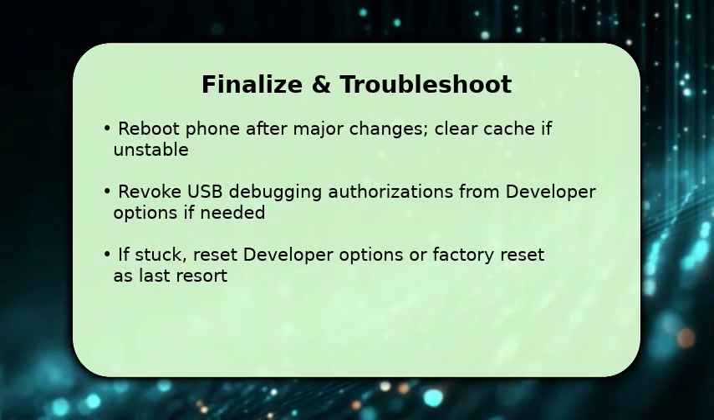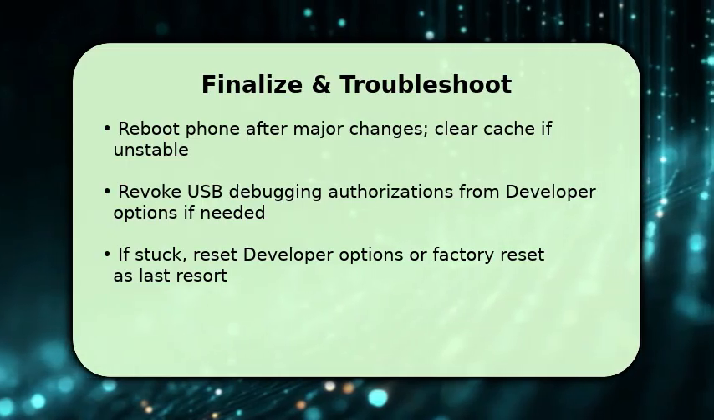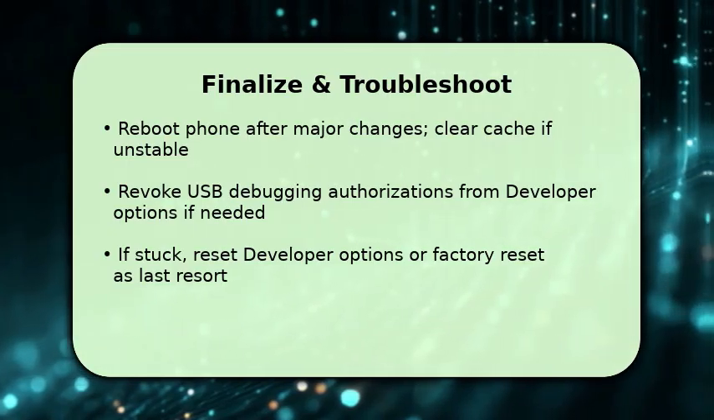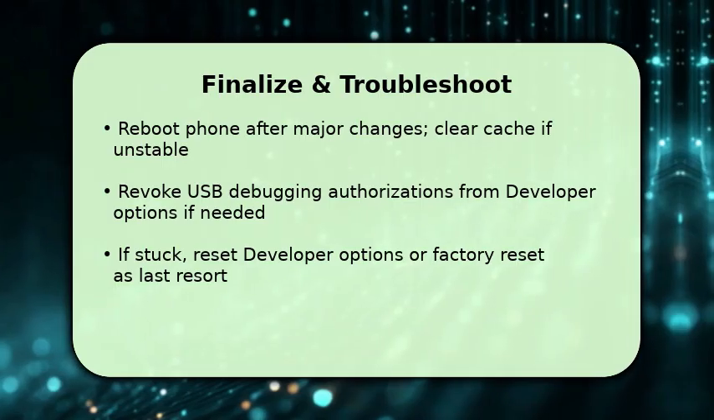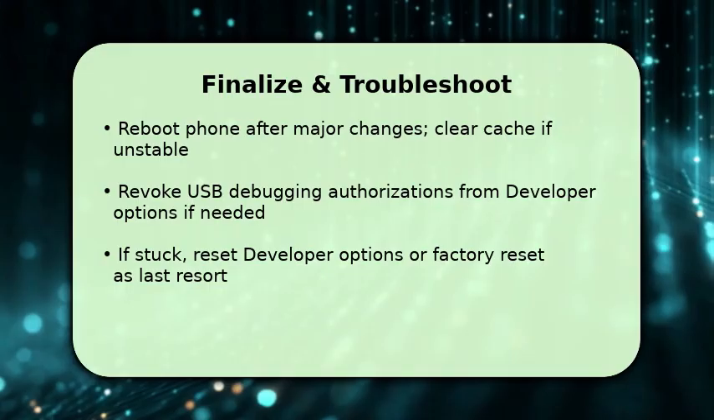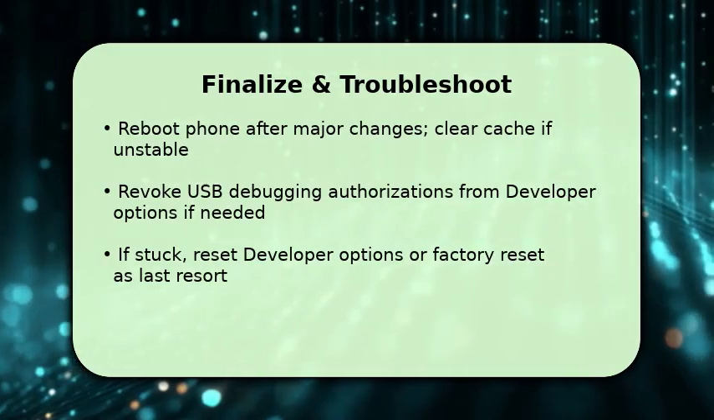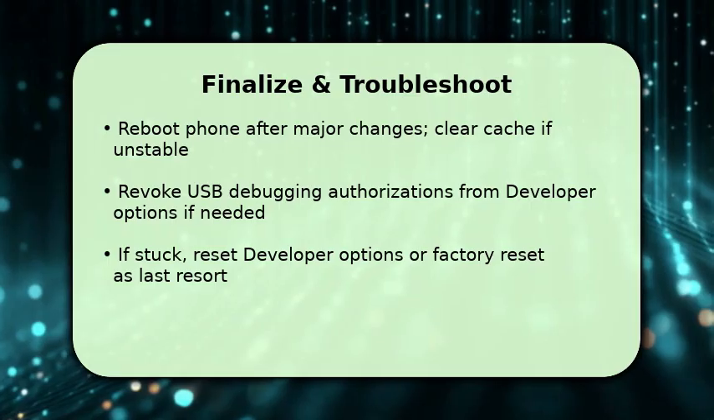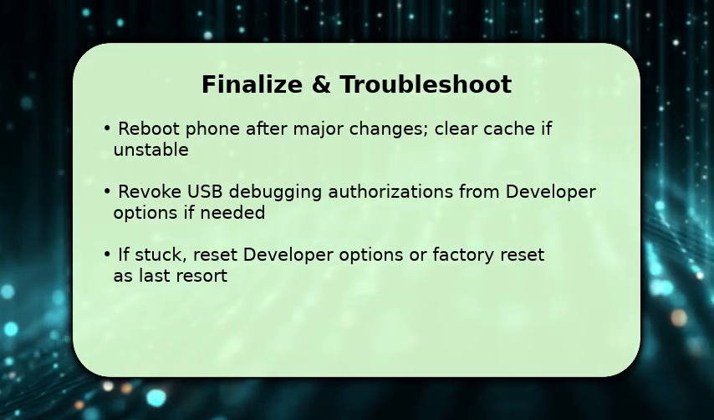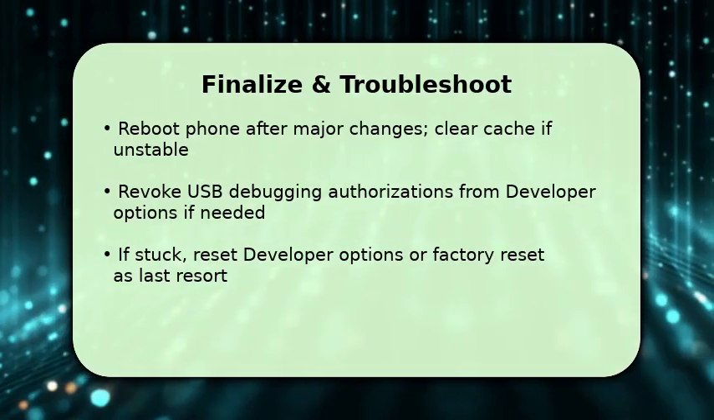If you enabled USB debugging, authorize your computer when prompted. If something acts unstable, clear app cache for affected apps or toggle options off and reboot. If a USB connection fails, revoke USB debugging authorizations in Developer Options and reconnect. As a last resort, reset Developer Options to defaults or perform a factory reset if you cannot restore normal operation.